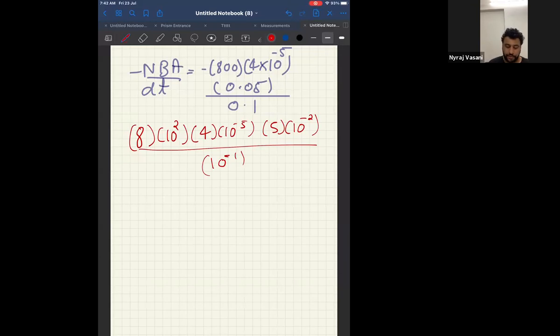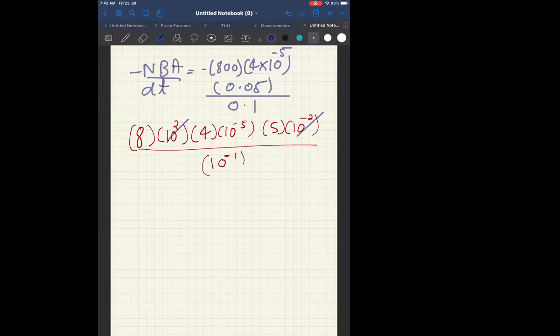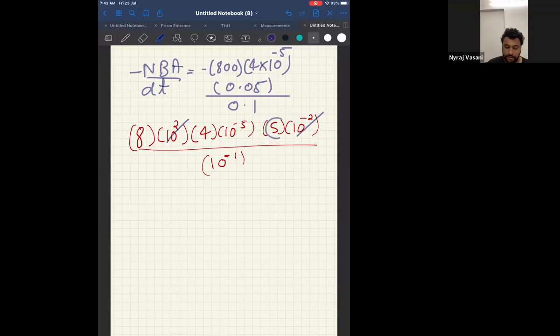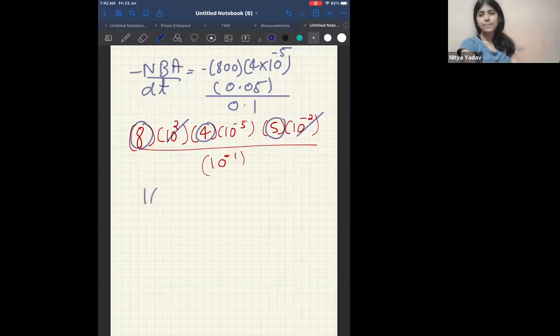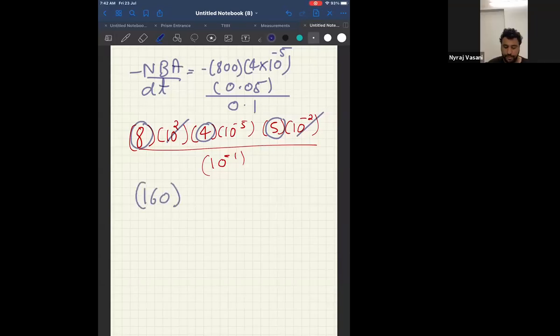Now let me continue further. The first thing I will do is cancel 10 power 2 and 10 power minus 2. That much I finished. Correct. Next I will do, what is 5 into 4? 20. What is 20 into 8? 160. Therefore, can I write 160 into, now can I say this is considered 10 power minus 5.